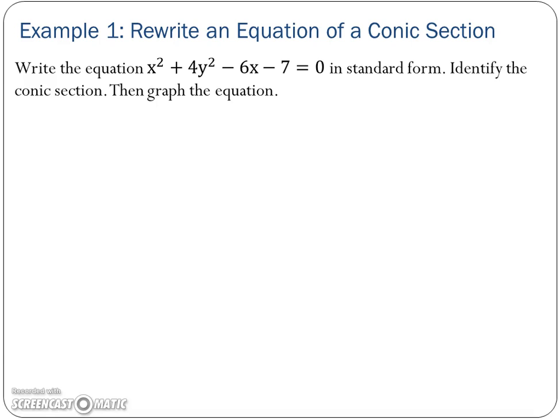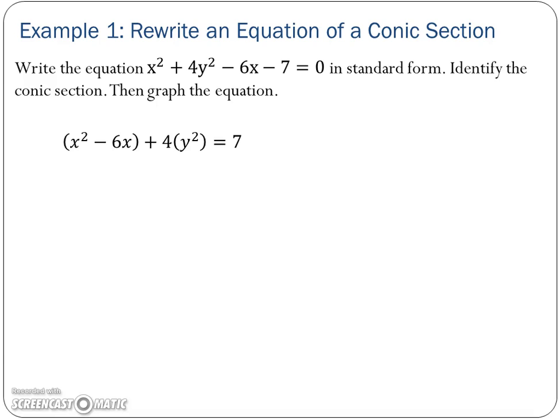Our first one, we want to rewrite it in standard form and then identify the conic section. First off, because y squared has a coefficient, it's no longer a circle. Because we have an x squared and a y squared, it's no longer a parabola. So this is either a hyperbola or an ellipse. We need it equal to 1. So we're going to add 7 over, and then we're going to complete the square by isolating the x's together and the y by itself. So we've got x squared minus 6x, plus 4y squared equals 7.